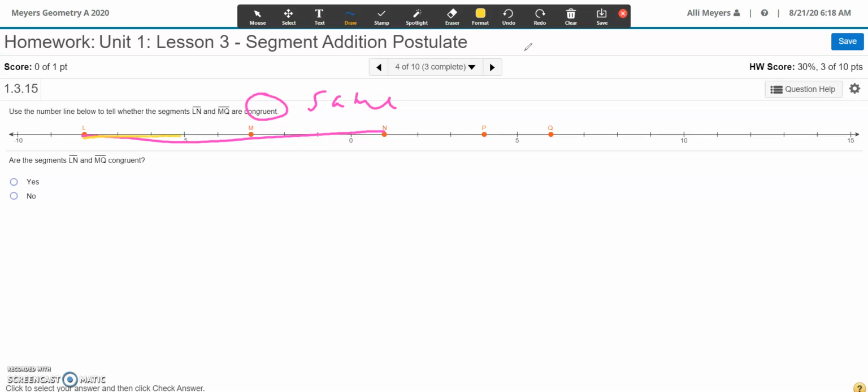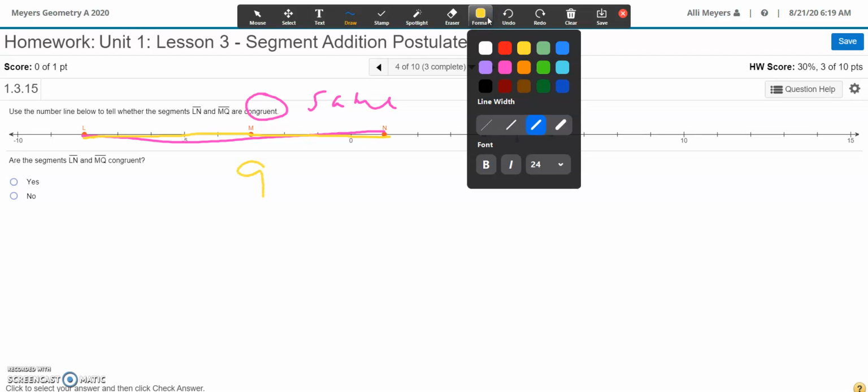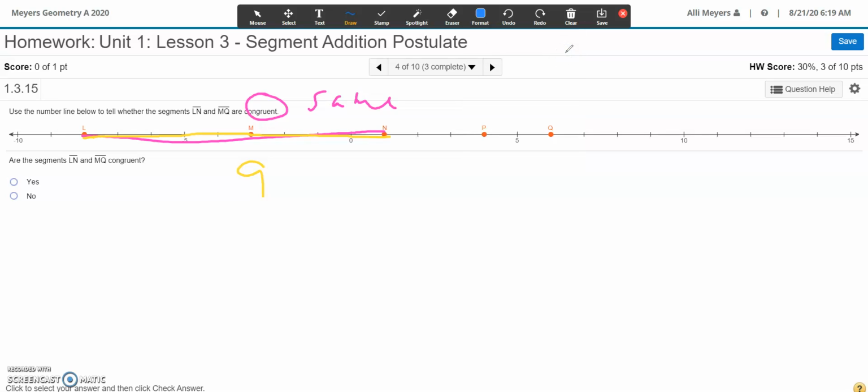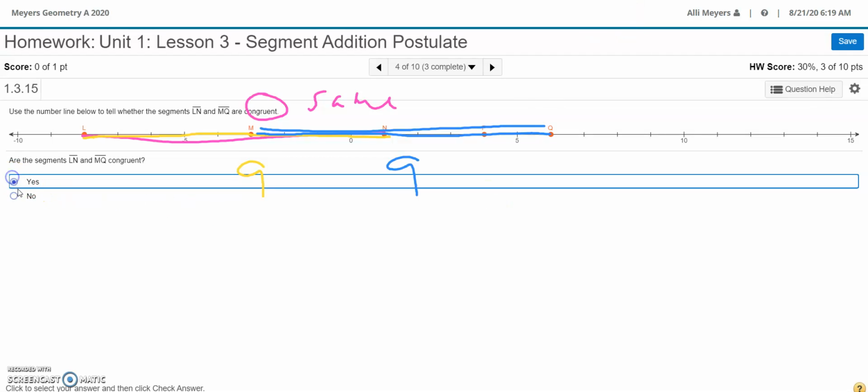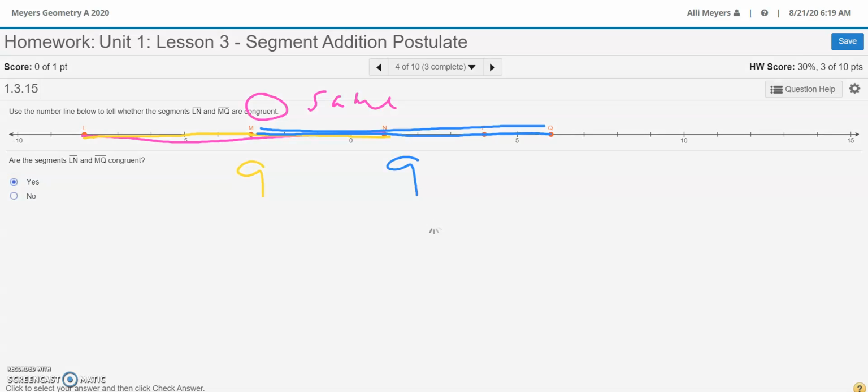1, 2, 3, 4, 5, 6, 7, 8, 9. Okay, so be careful there when you count it. Sometimes people screw that up. Every time you move, you start counting. MQ is from here to here. So that's 1, 2, 3, 4, 5, 6, 7, 8, 9. You could do the subtraction thing or you could just count it. Either way, that really clearly shows me that those are both 9. So yes, they are congruent.